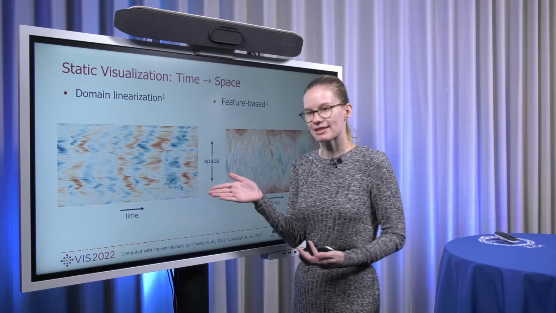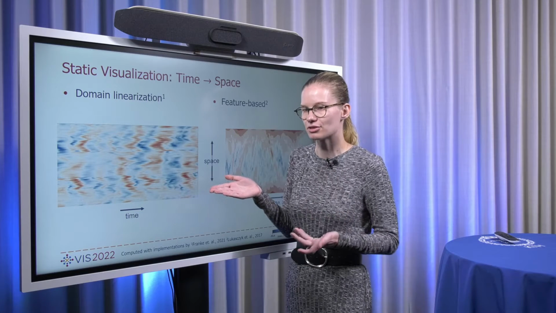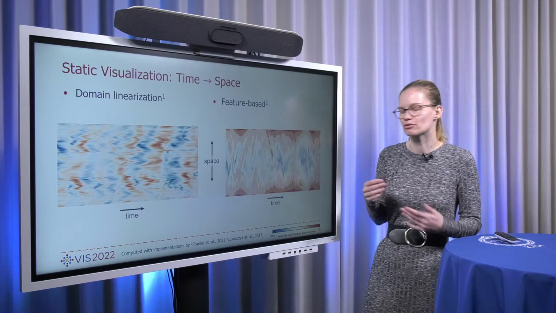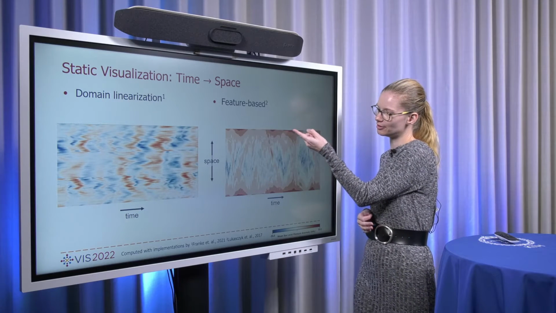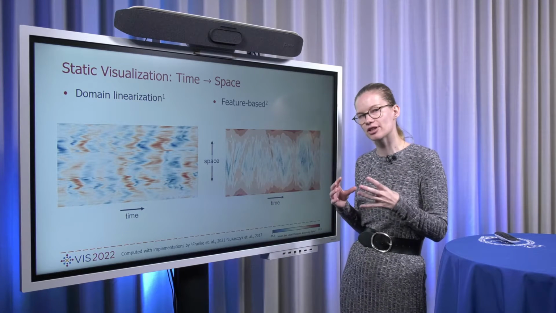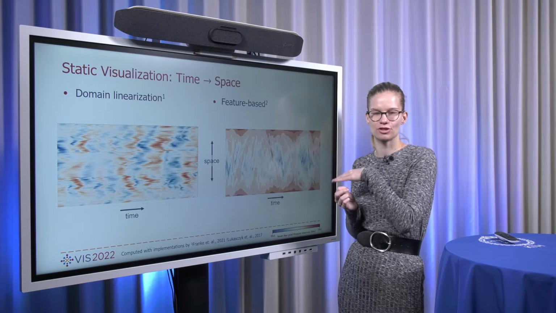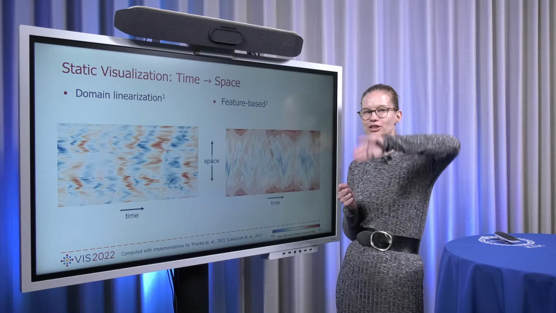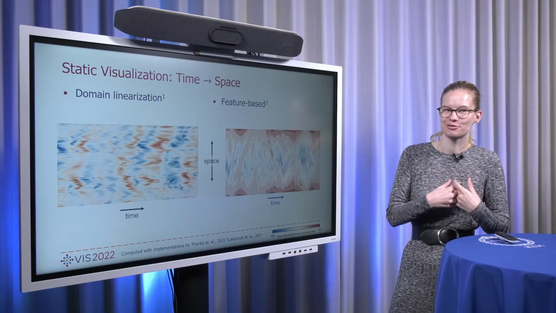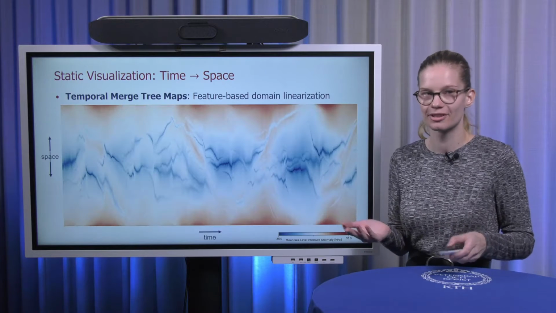For the domain linearization, here the Hilbert curve, we don't see any of the features anymore that we had in the original data. And in the feature-based visualization, we lost some information. For example, if we look at these two areas here, then we know that there is a size change, but we don't know if the transition in value is just static linear or if it's a really sharp curve, for example.